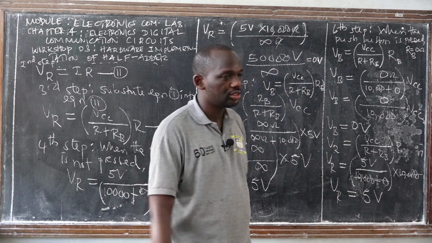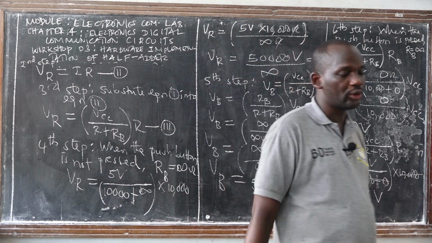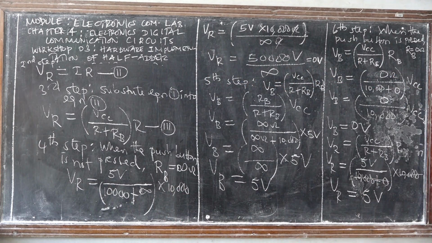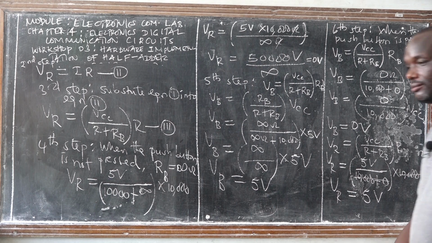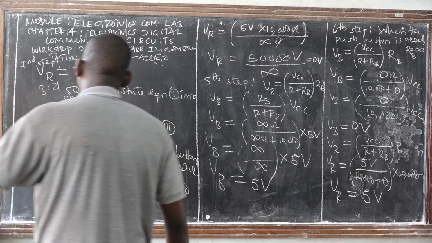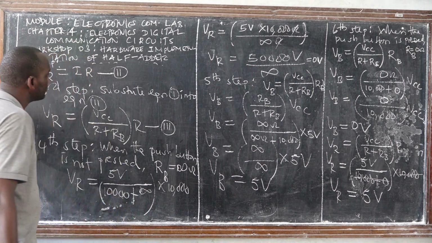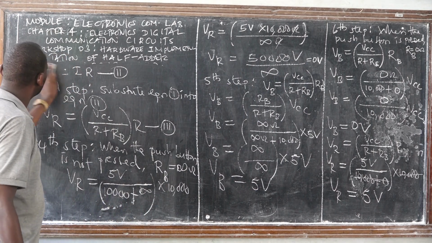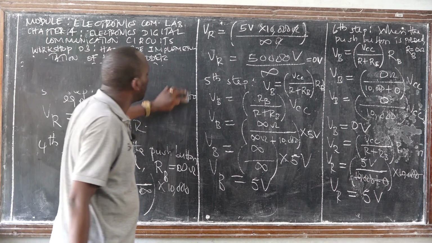That's all about calculating the values in the case of the pull down resistor network. Is it clear? So we can move to the next block.